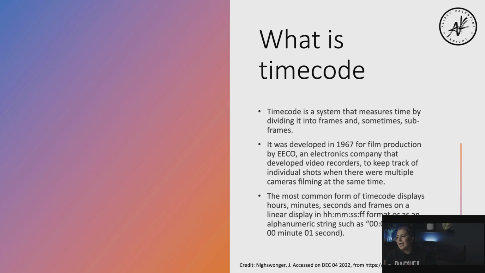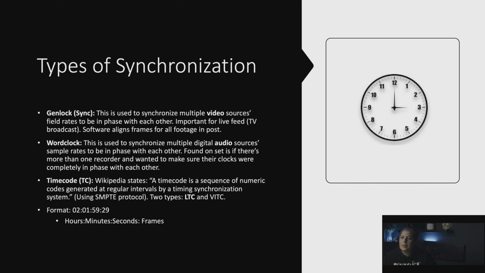There are different types of synchronization. So one thing you will hear is genlock or genlock sync. This is used to synchronize multiple video sources, field rates to be in phase with each other, important for live feeds. Software aligns frames for all footage in post.